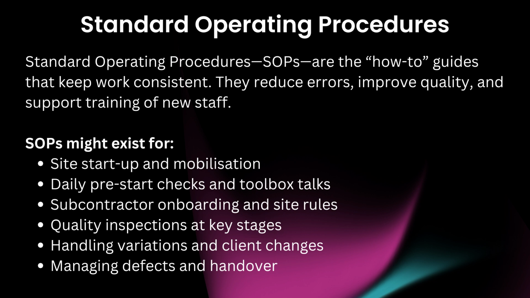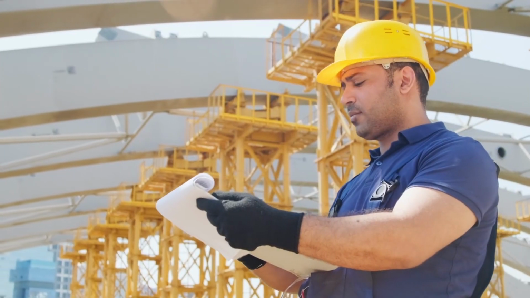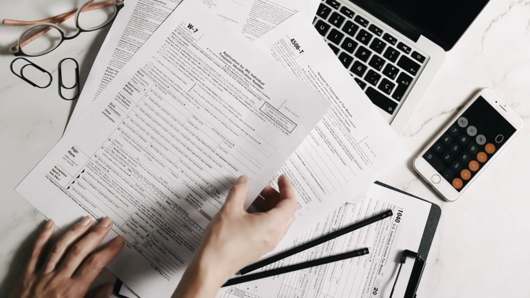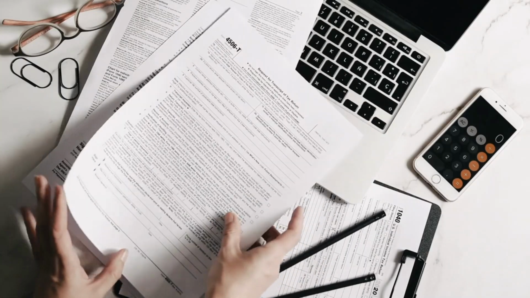SOPs might exist for site startup and mobilization, daily pre-start checks and toolbox talks, subcontractor onboarding and site rules, quality inspections at key stages, handling variations and client changes, managing defects and handover, progress claim preparation and supporting evidence, material delivery, storage and waste handling. Good SOPs are short, clear and used regularly, not long documents that nobody opens.